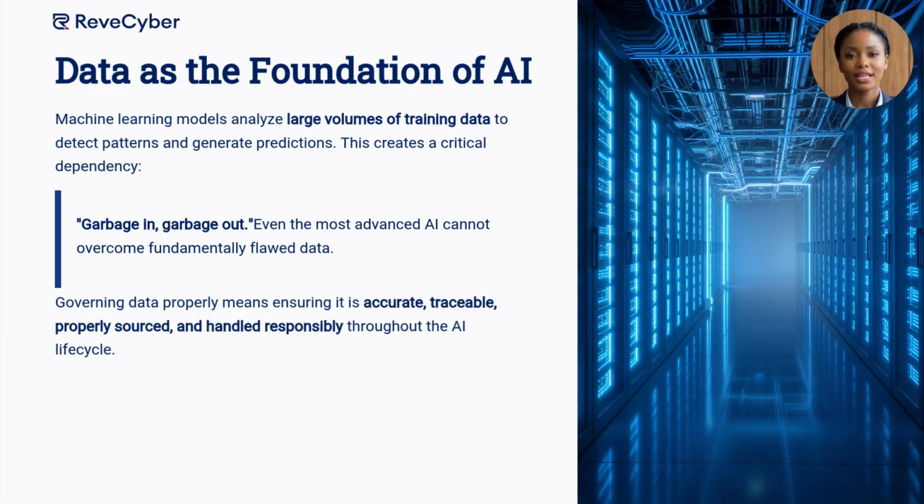That's why you'll often hear a phrase used in data science and machine learning: garbage in, garbage out. Even the most advanced AI systems cannot overcome fundamentally flawed data. So when organizations talk about governing data for AI, what they're really focusing on is making sure the data that enters the system is accurate, traceable, properly sourced, and responsibly handled throughout the entire AI lifecycle. Because if the foundation of the system, the data, is unreliable, then everything built on top of it becomes unreliable as well. And this brings us to the first critical component of data governance, which is data quality.